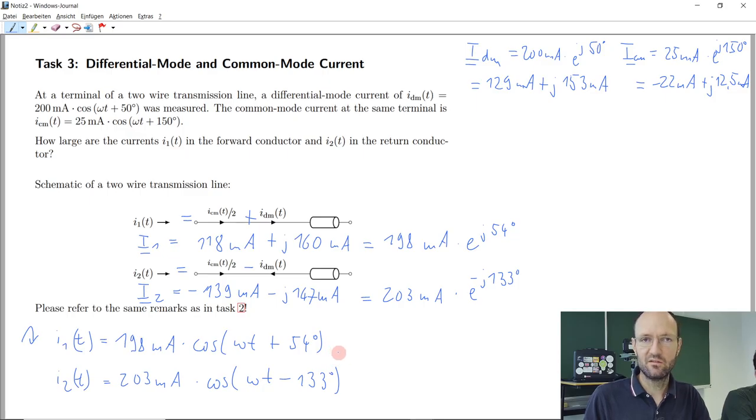And does this make sense? Yes, sounds reasonable, right? Because if this differential mode current is much larger than this one, then these two currents should be mainly plus and minus of this differential mode current, just with a little disturbance, let's say, with this common mode current. And so in this case, it also perfectly makes sense.